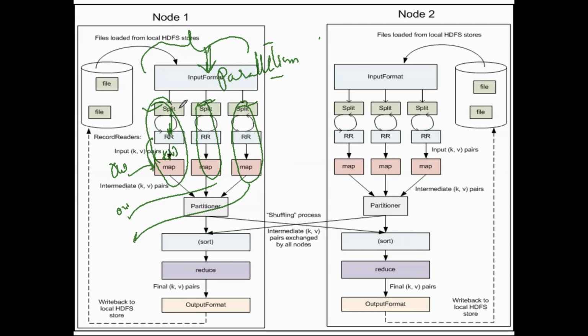When my split 1 is getting processed, or my split 2 is getting processed, split 3 is getting processed, all these three will get processed parallelly. They are not going to be processed one after the other. Now, when the processing is happening inside my node 1, the processing also happens parallelly inside my node 2. And that is what we call it. Within the node, there is a parallelism. Across the nodes also there is a parallelism.